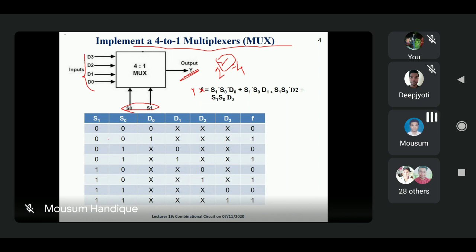Okay, so see here. How many inputs are we using here? Now, how many in total when we are forming the table? How many variables are we using? We are using S1, S0, D0, D1, D2, D3. So how many variables are there? 6 variables are there. Okay, and 2 to the power 6 means what? We can construct the truth table based on 2 to the power 6. It is very huge. 64 rows we are considering.